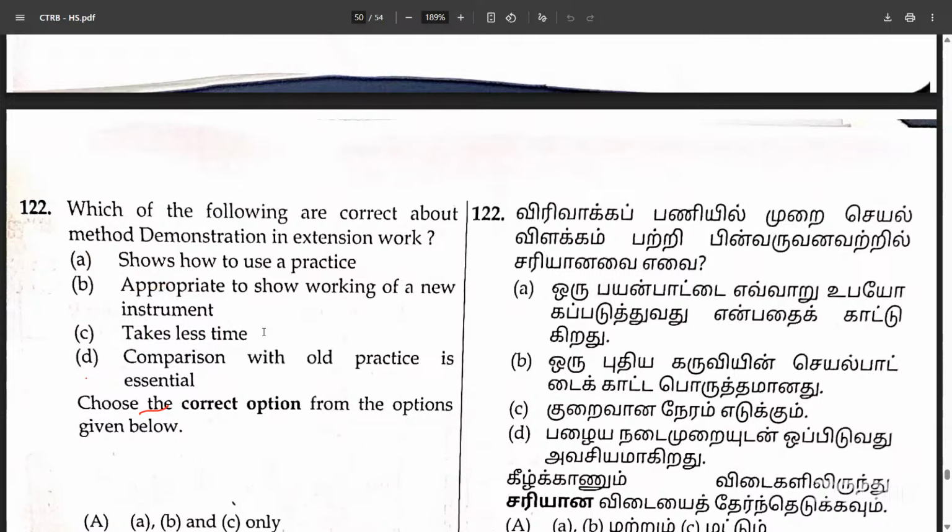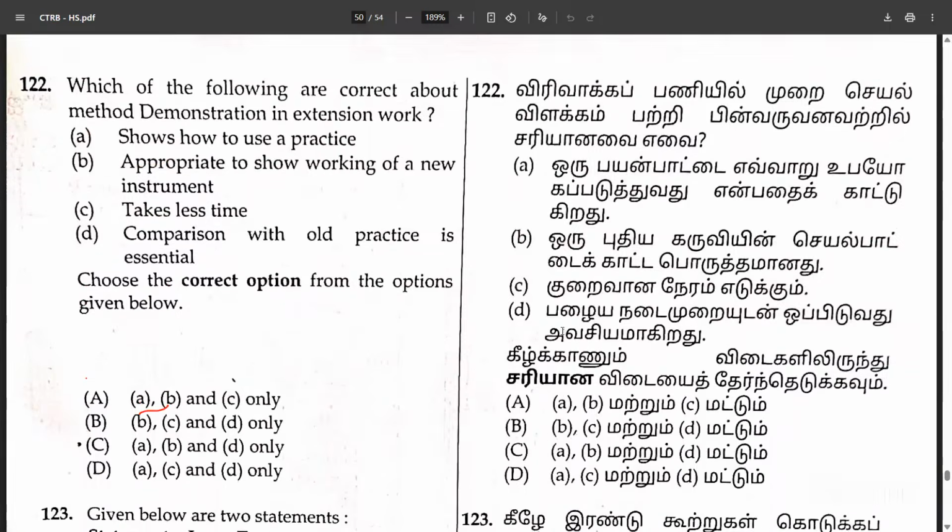122 question is which of the following are correct about method demonstration in extension work. So here simply you'll eliminate C, taking less time, and you'll get your right answer, that is A, B, D. Showing how to use a practice. Then it is appropriate to show the work of a new instrument, and D will be compensation when the old practice is established.